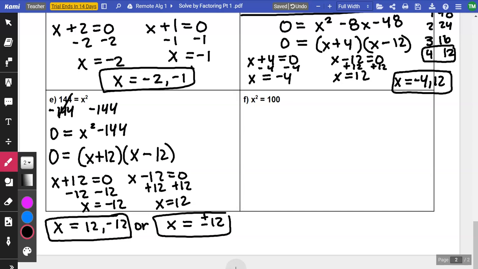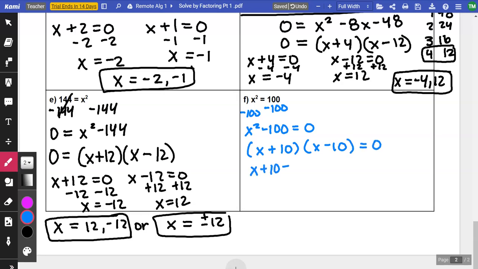Now, go ahead and give part F a shot without me. Press pause, and then press play when you're ready to check your work. So your very first step should have been to subtract 100 from both sides. X squared minus 100 is equal to 0. You have a difference of squares, so x plus 10 times x minus 10 is the factored form.